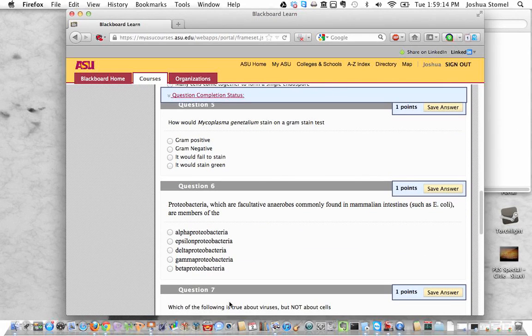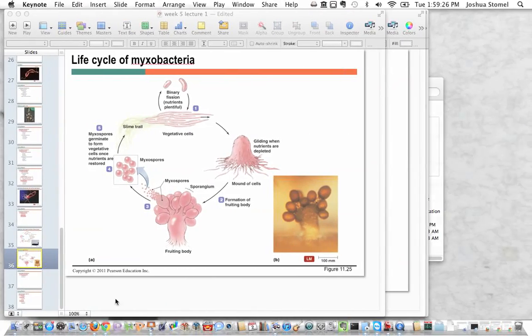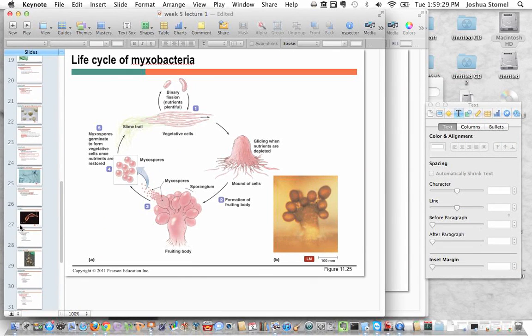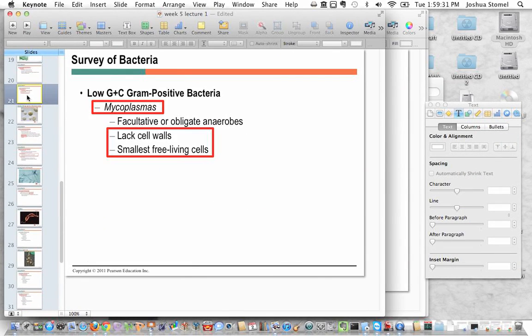So, how would Mycoplasma genitalium stain on a gram stain test? This one was a little bit tricky because you had to use some logic or be paying a lot of attention in class. But if you take a look back at the lecture, mycoplasmas lack cell walls, and you should be familiar with the fact that a gram stain is going to stain cell walls.